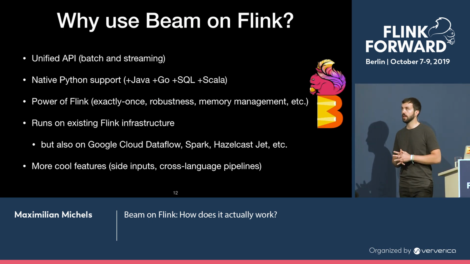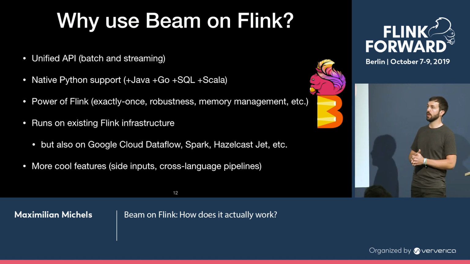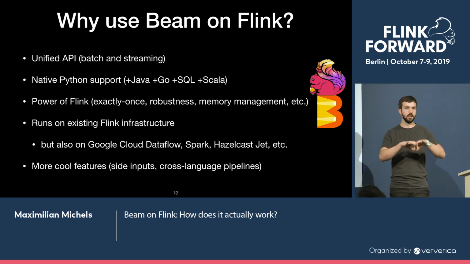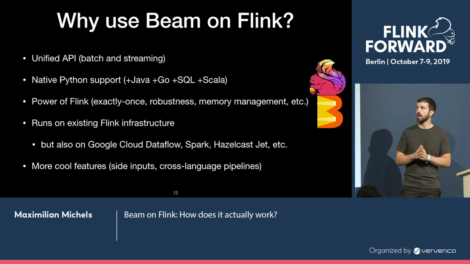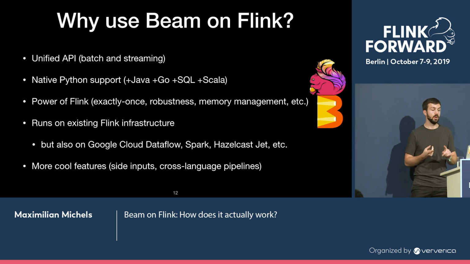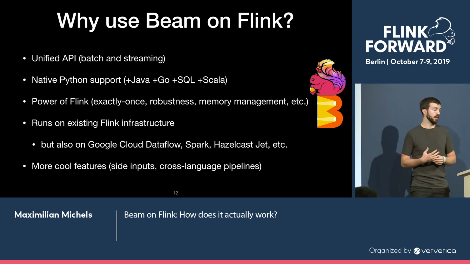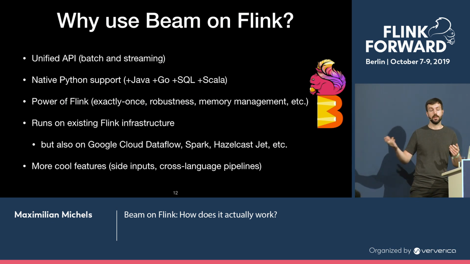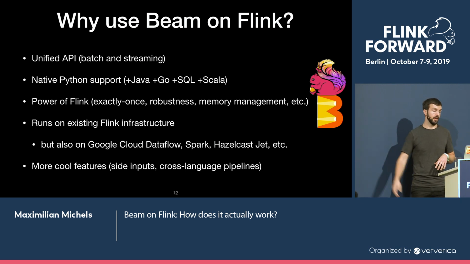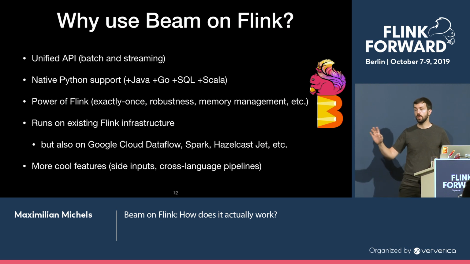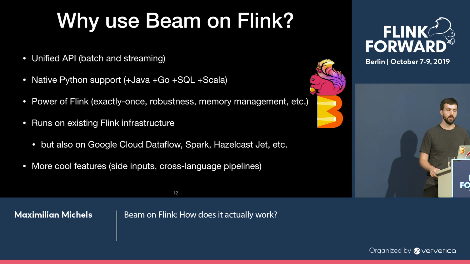Why would you use Beam on Flink? We already touched on this, but you have the unified API. You have Python support or other languages, with full support for running your custom libraries and everything. And you also have the power of Flink, of course: exactly-once, the robustness, the memory management, savepoints. These are all supported with Beam. And if you have existing Flink infrastructure, great, you can run Beam there, but it also runs on Google Cloud Dataflow, Spark, Hazelcast, and many more. And we have some really cool features like side inputs and cross-language pipelines, which you don't get in Flink.